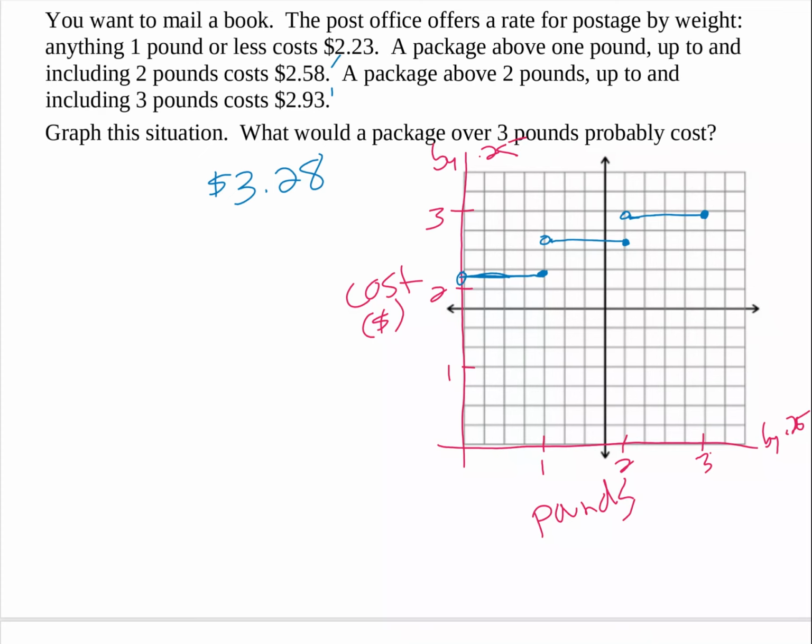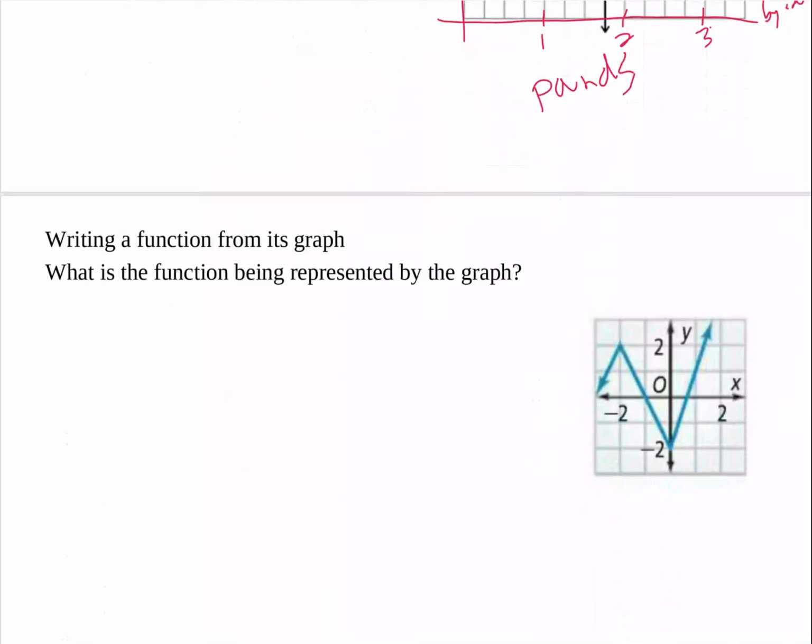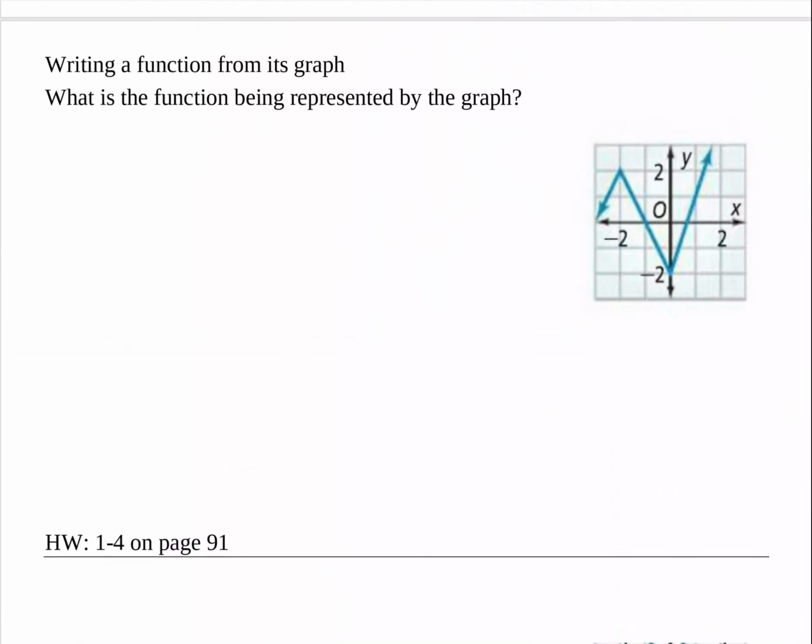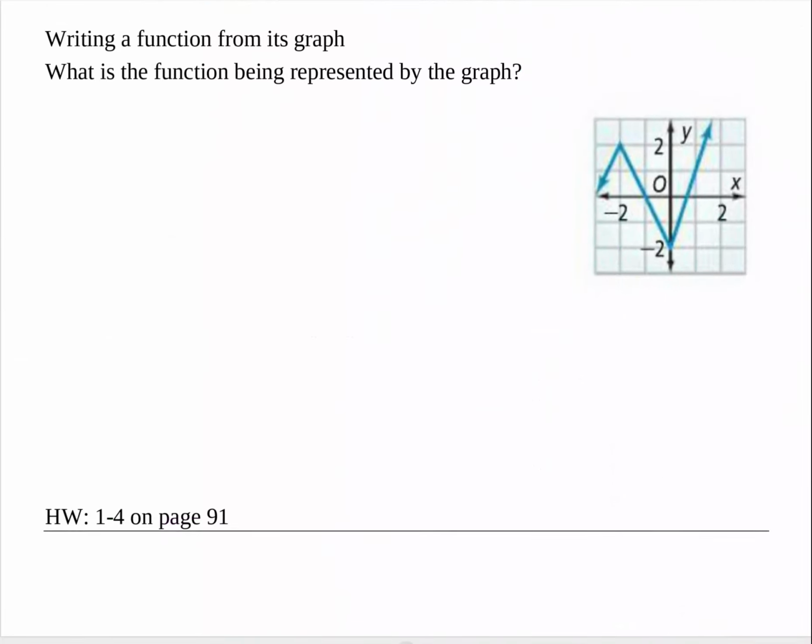So again, sort of a step function, a real world step function. All right. We got one more thing to do: writing a function from its graph. So this is a piecewise graph. We have 3 segments that we can write linear equations for, and then we just have to come up with the conditions that make them alive. These are not difficult to do. You have all the information you need.